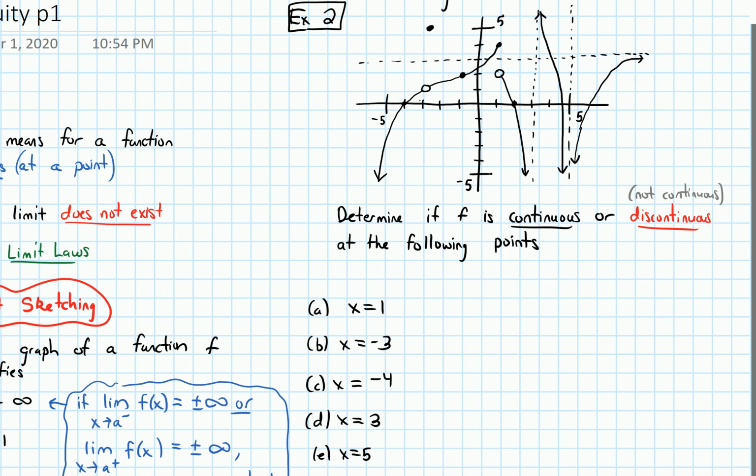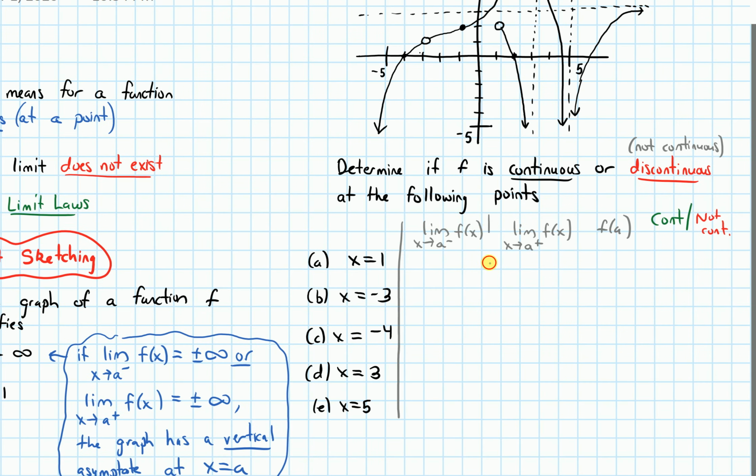What I need to do for all of these is determine, well, what's the limit? What is the limit as x approaches a, whatever point we're testing, from the left? What's the limit as x approaches a from the right? What is f of a? And once I know those 3 things, I will know whether it's continuous or not continuous. I'm going to make a table here to organize my work, just because I have so many points to test that making a table will be helpful.